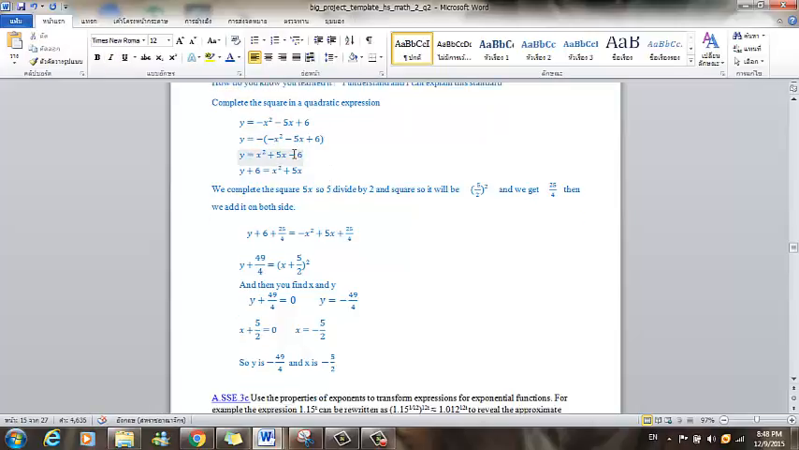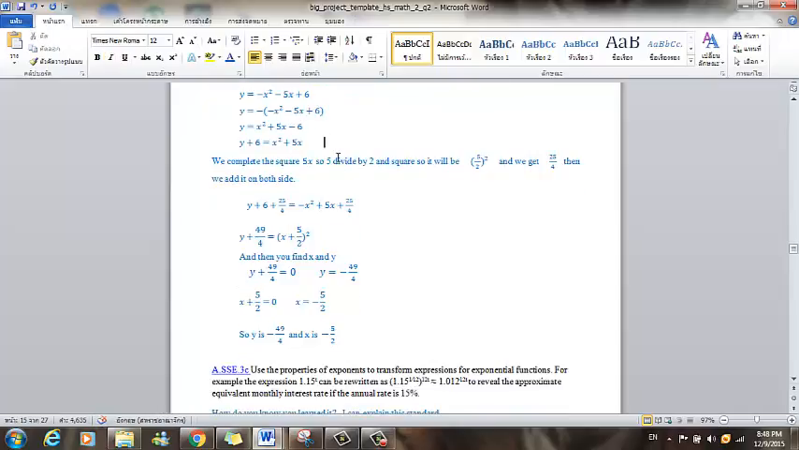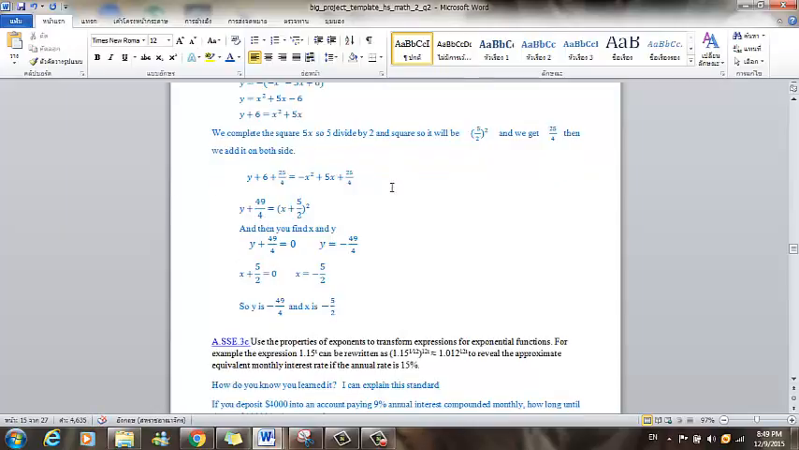Now we change the side. The minus 6 we move to the other side, and it's going to be plus 6, equal to what we have here. So now we're going to complete the square. For the 5x, 5 divided by 2 and then squared gives us 25 over 4, and then we add it to both sides.